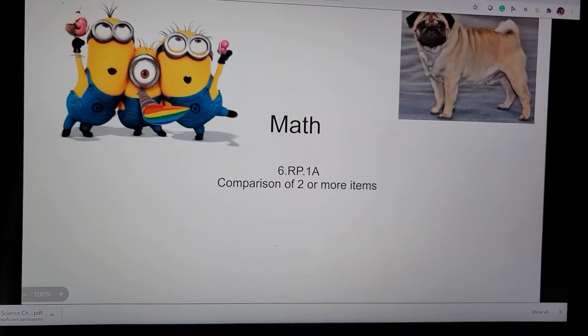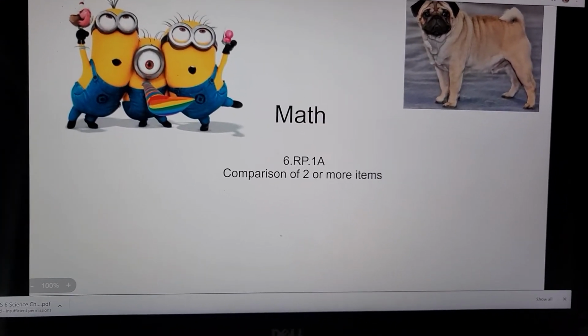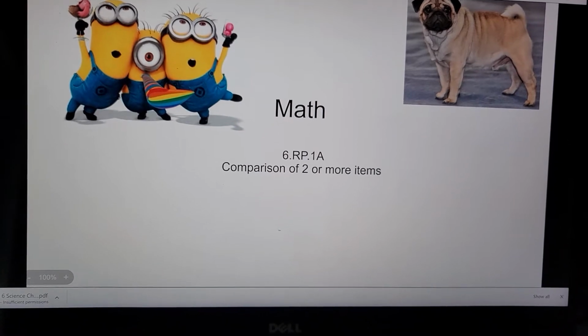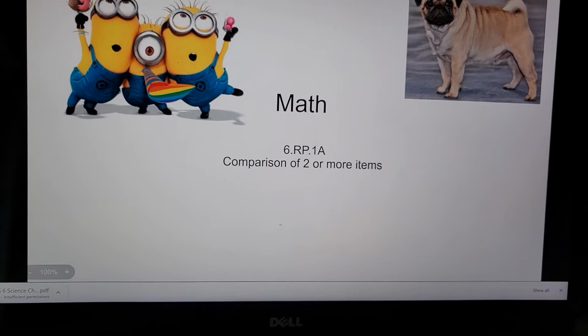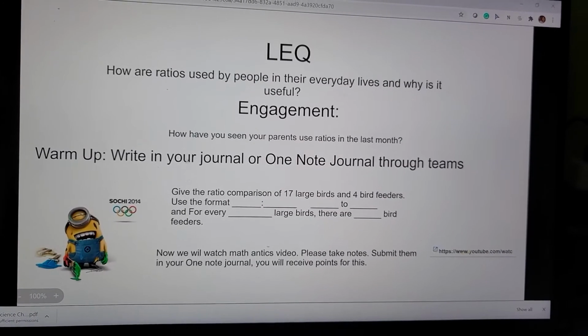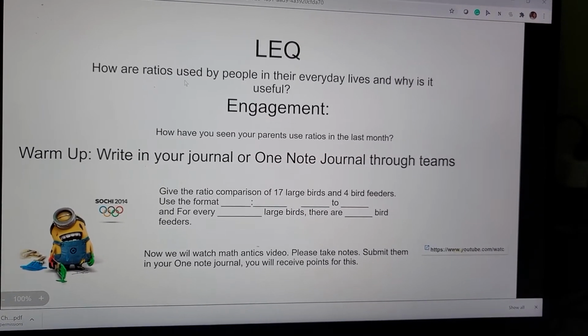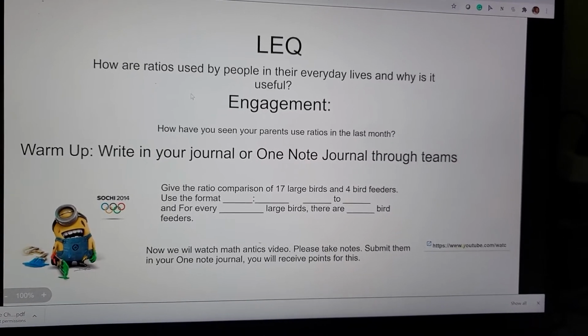This is for today's lesson for September 10th and also September 11th for 6.RP.1.A, comparison of two or more items for ratios. Our LEQ is how are ratios used by people in their everyday lives and why is it useful?